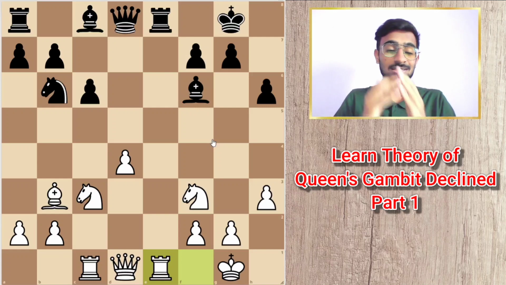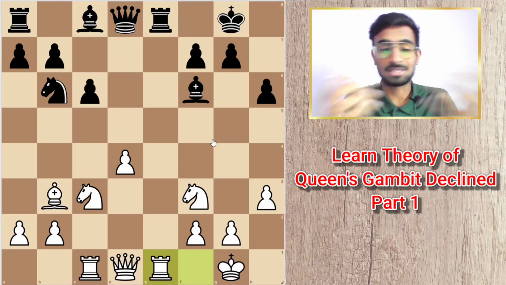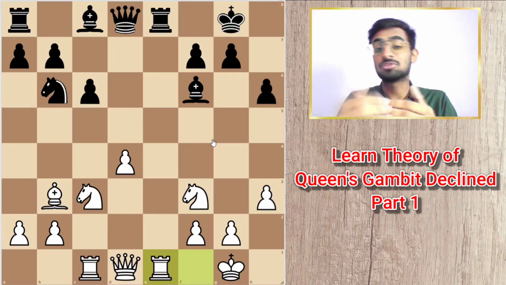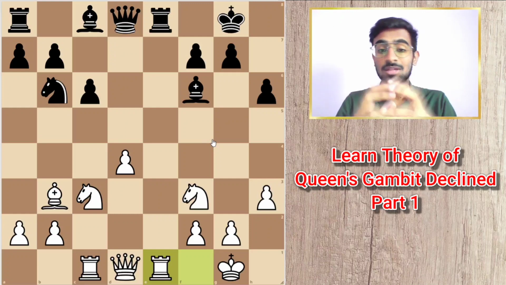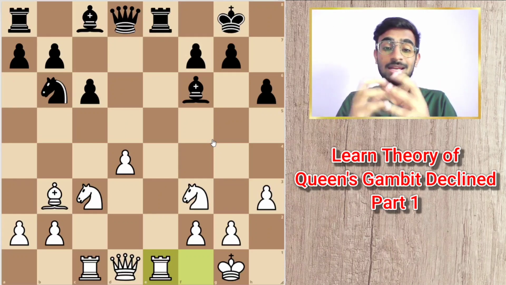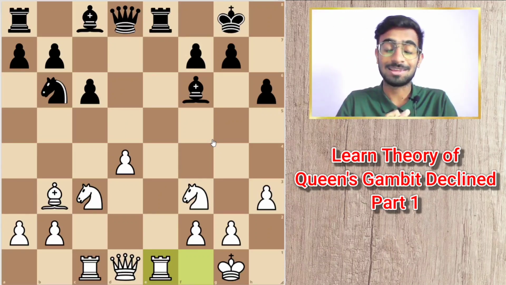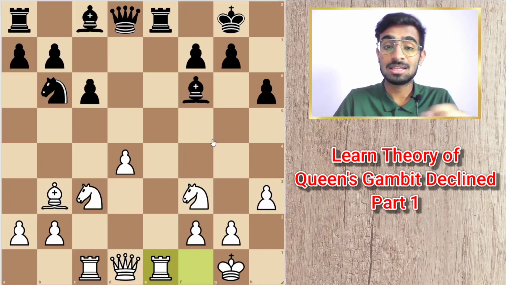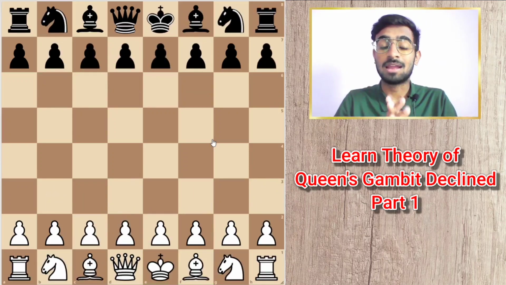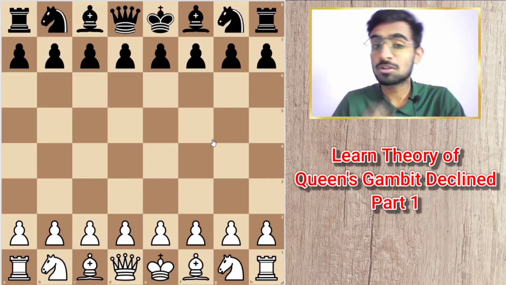Okay, but again, there are pluses and minuses for both sides, so this position is equal again. You can play this from both sides and expect all three results. Okay, so this was the third variation. Now let's go back and look at the fourth variation.